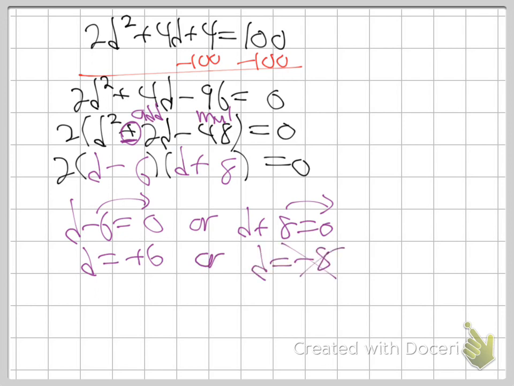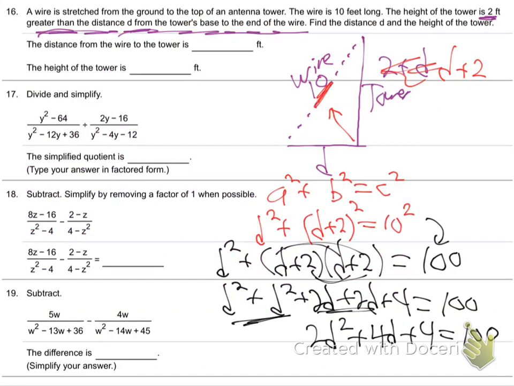You can't have a minus 8 distance, right? In math we always have to keep one foot in reality, because math doesn't know about the real universe. We can't have negative distances, so the answer is 6. D is 6. They ask, what is the distance? That is 6. And then they ask, what's the height of the tower? Well, that's D plus 2. So if D is 6, 6 plus 2 is 8, isn't it?